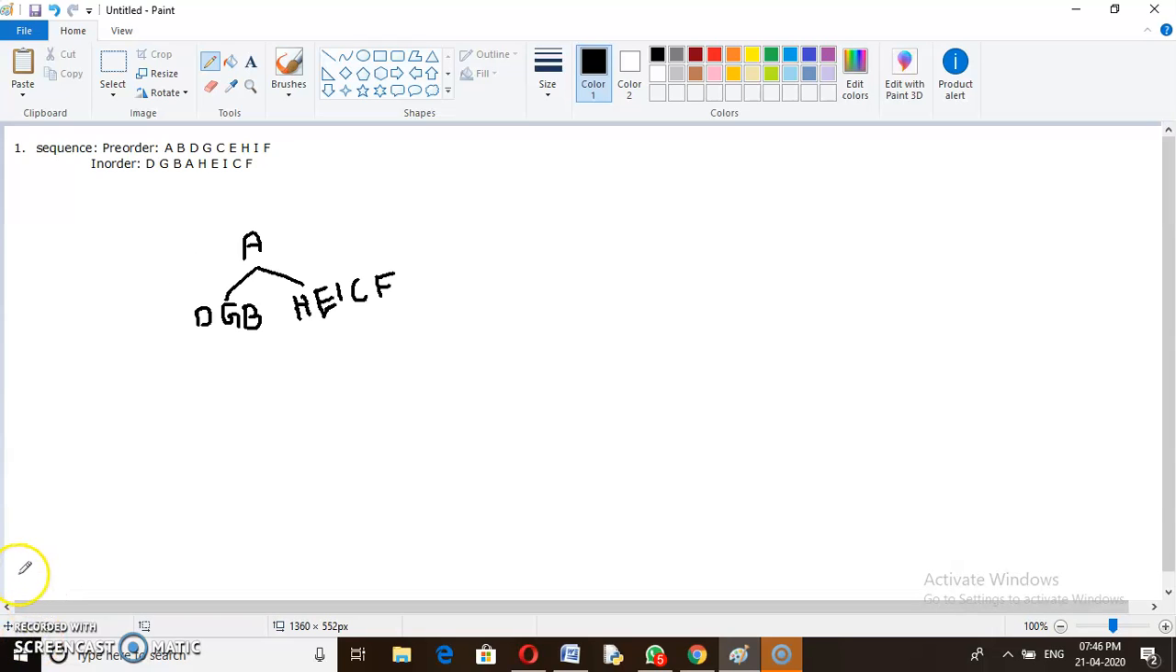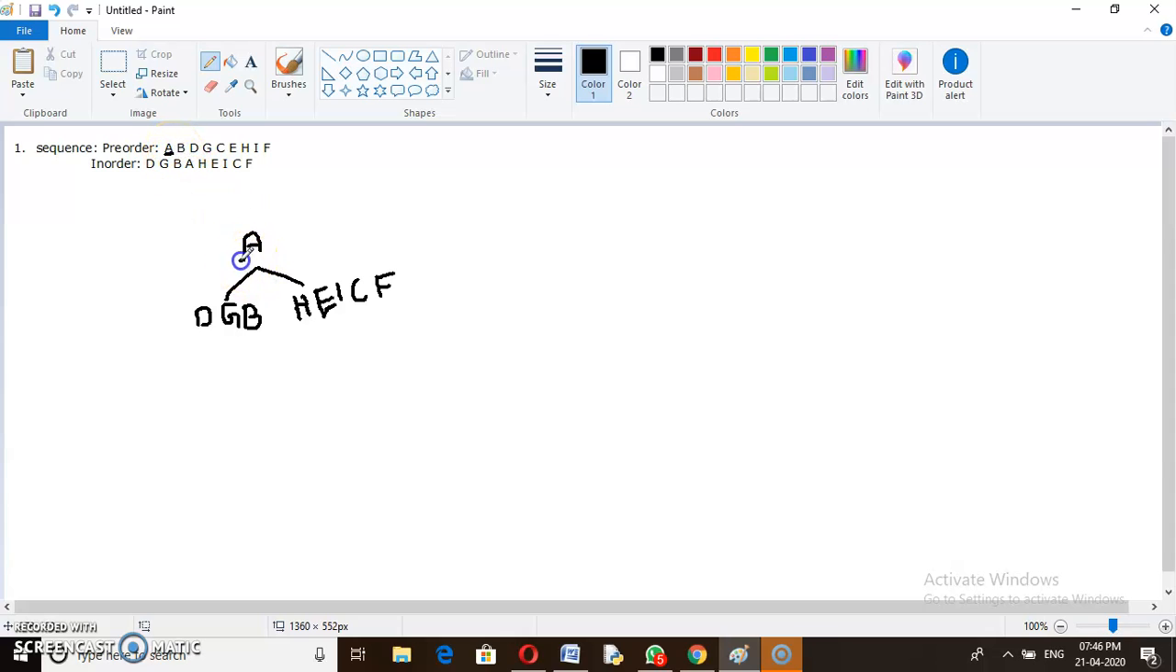Hello. Take the first example. Pre-order is given and in-order is given. Within the pre-order, it is first root and then left, then right. So in the pre-order, the first element is the main root node of the tree.